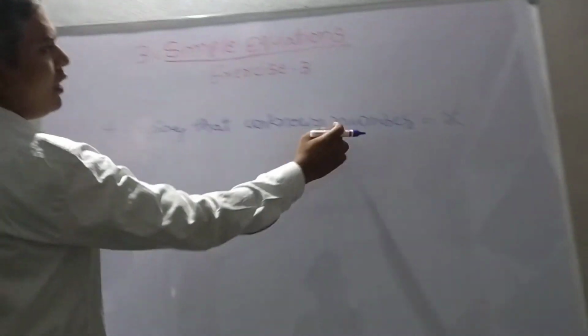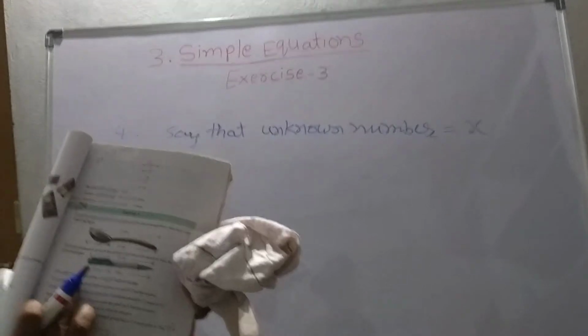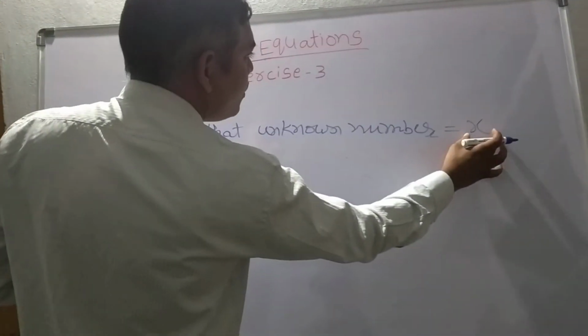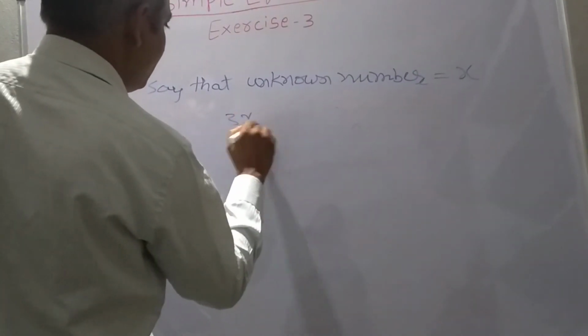Problem number 4. If we subtract 22 from 3 times a number, there is an unknown number. If we take 3 times that number and subtract 22, we get 68. First we say that the unknown number is x. Now we are going to take 3 times the unknown number. 3 times means 3 into x.